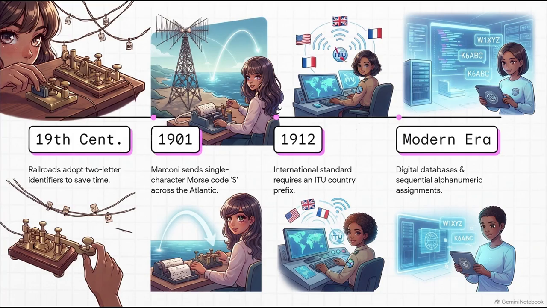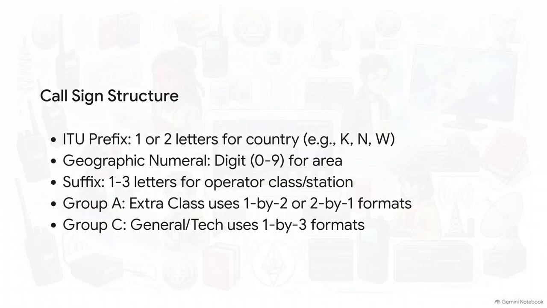And that brings us to today, where we're in this highly regulated modern era of digital databases and sequential alphanumeric assignments. So when you see a call sign, you're actually looking at a highly structured geographic and regulatory code. It's kind of like a puzzle. First, there's the ITU prefix, typically 1 or 2 letters identifying the country. In the US, you'll usually see K, N, or W.